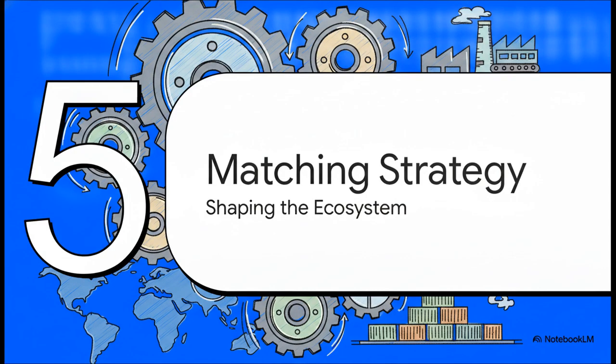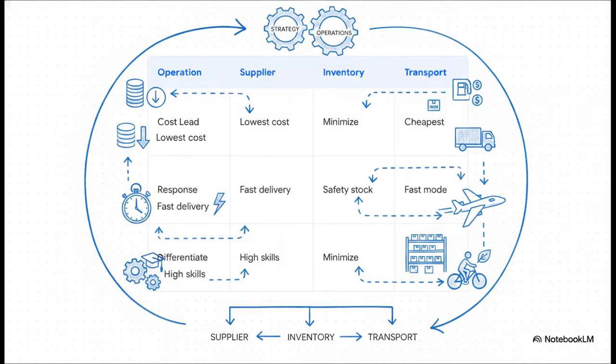Finally, let's wrap up with Section 5, matching strategy to operations, and how these overarching business strategies actually shape the ecosystem. Here's the thing. Having a brilliant strategy mapped out on a whiteboard? It's completely useless if your day-to-day operations don't match it. Everything has to align perfectly. If your strategy is cost leadership, your operations have to obsess over lowest cost suppliers, minimizing inventory to slash carrying costs, and finding the absolute cheapest transportation.